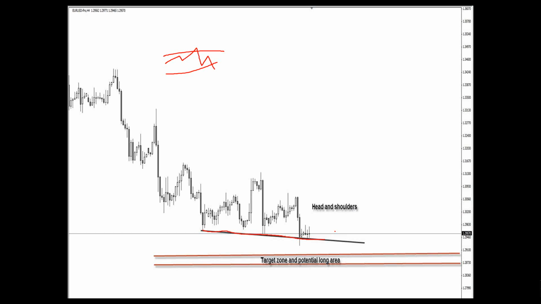Guys, the neckline is drawn across the bottoms of the left and right shoulder. You need to memorize that. A neckline is drawn across the bottoms of the left shoulder, the head, and the right shoulder. So we need those bottoms. That is a simple trend line, and we need to connect those bottoms.